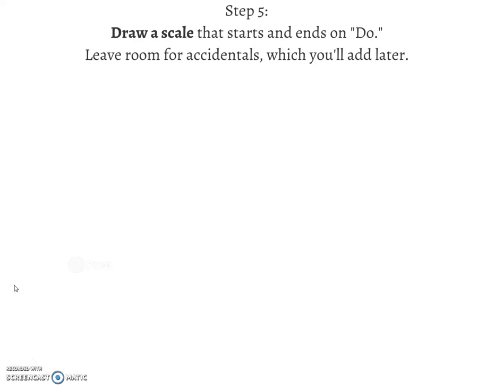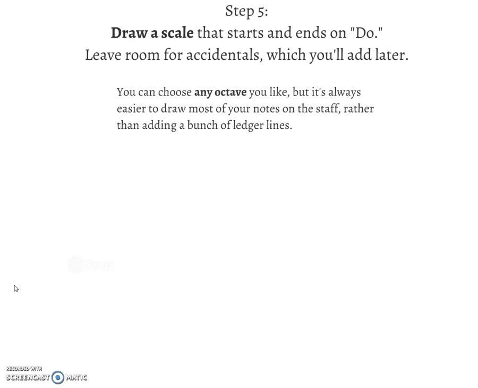A scale, as you learned before, is a series of 8 consecutive notes starting and ending on Do. So you're going to draw your Do, and you're going to draw all the notes going up. You can choose any octave, but I always like to draw it in an octave where I have most of the notes on the staff, so I don't have to use a million ledger lines because those get kind of messy and it also takes longer.